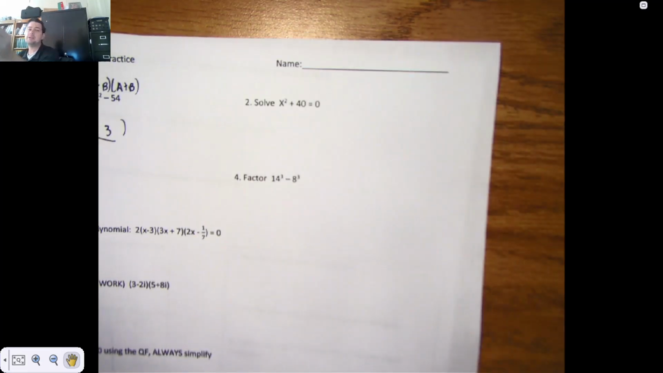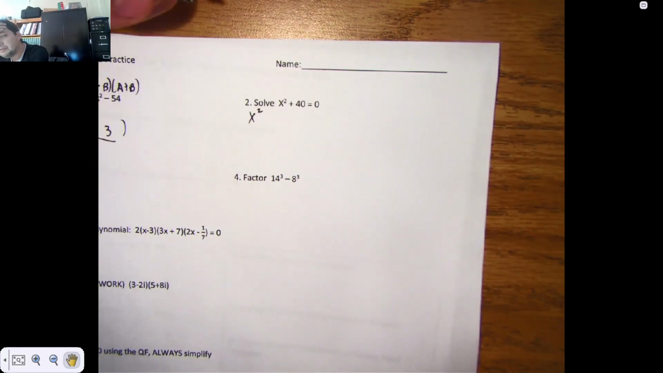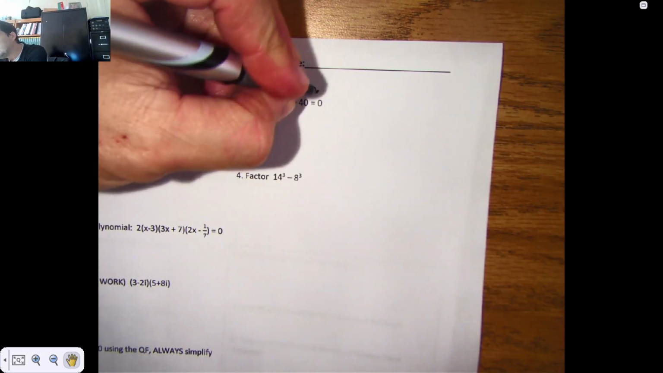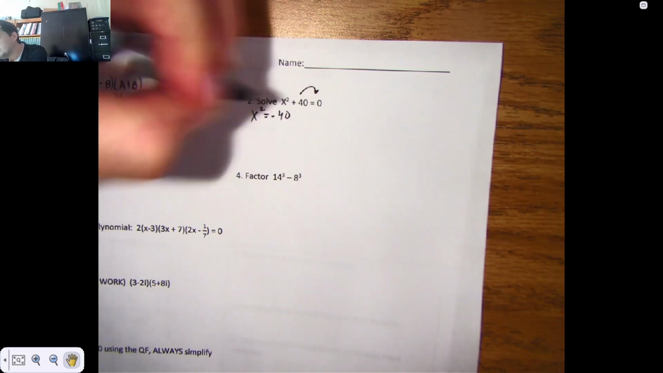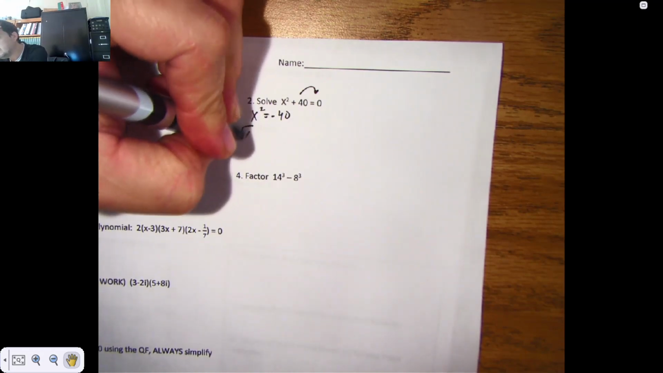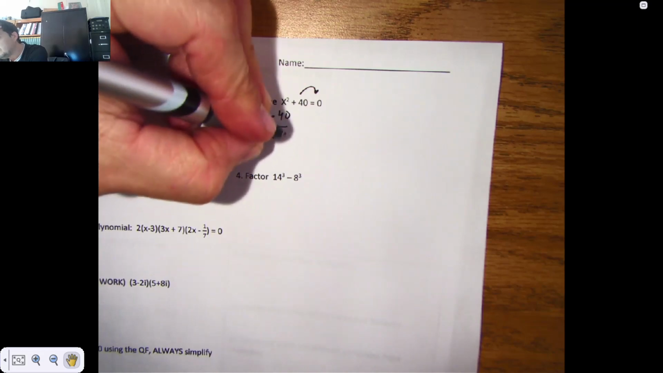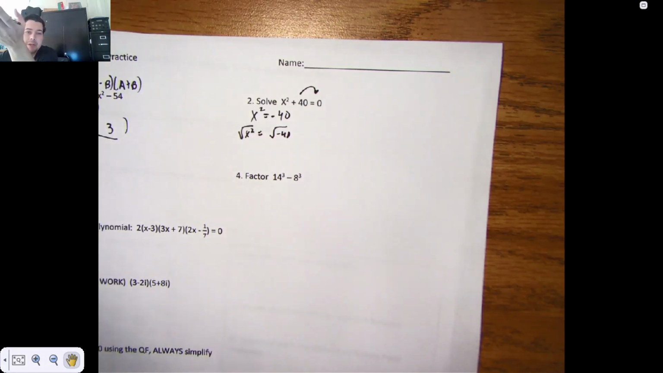Number 2, solve x squared plus 40 is 0. Well, that's what we call the square root technique. We just take away 40 from both sides. Then we counteract squaring by square rooting. And, we have to go back to the lessons of imaginary numbers and stuff like that. But I know this is imaginary.